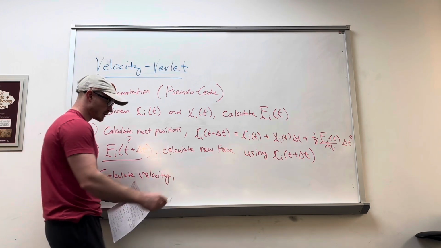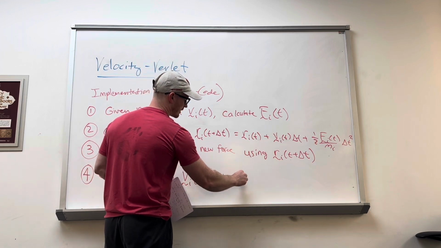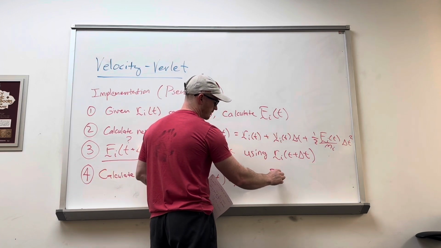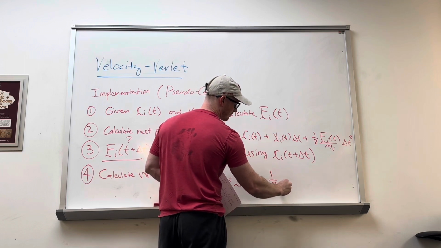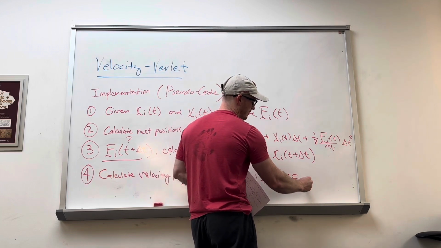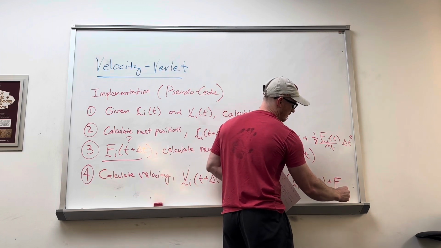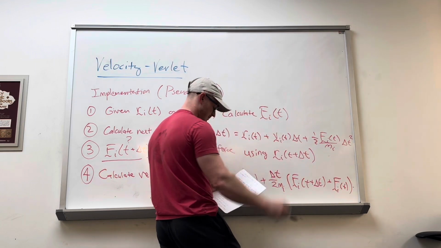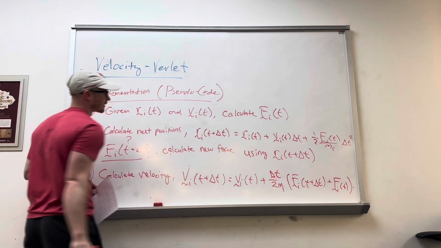And now we have all the pieces to the puzzle because Vi of t plus delta t is just Vi of t plus, we wrote this out, plus 1/2 mi in the denominator times Fi at our new force plus Fi our old one. I ran out of room here, so I'm going to put this delta t here. And this is your implementation of the Velocity-Verlet algorithm.